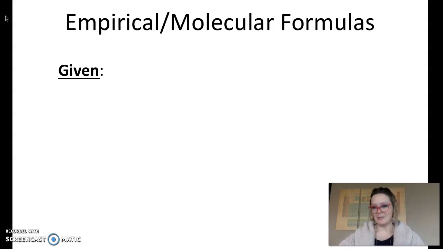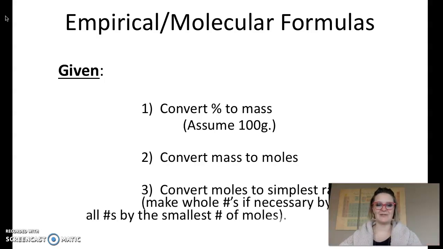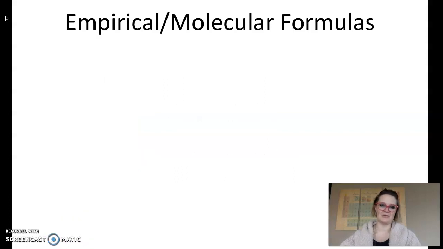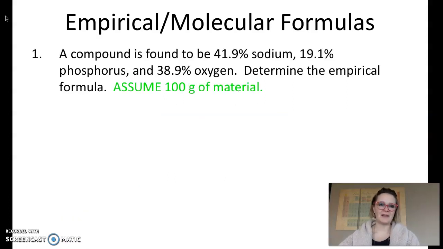I know some of you are step people where it helps to have steps. I've listed them here. But I know since we started talking about moles in class that my new catchphrase was that everything in chem is a ratio of moles. And so in an empirical formula, it's just a ratio of moles. So if we looked at a problem, let's say you figured out that a compound that you had created was 41.9% sodium, 19.1% phosphorus, and 38.9% oxygen.